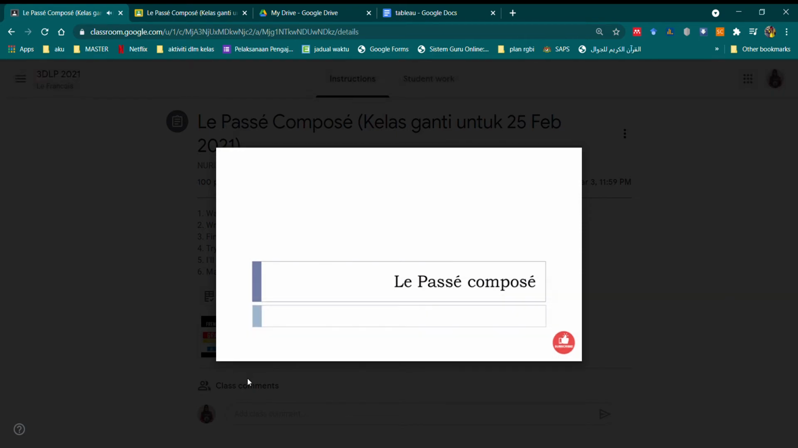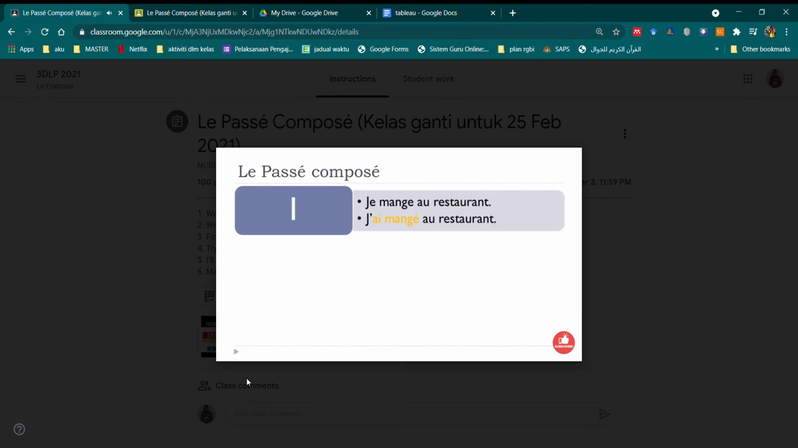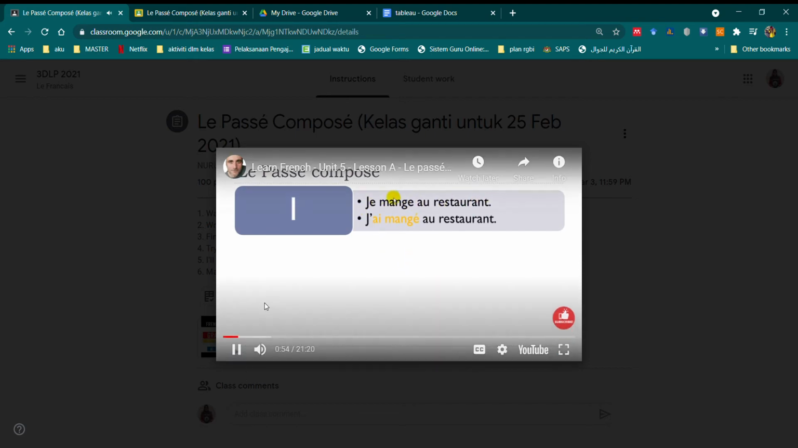So now in this lesson we'll focus on le passé composé. So we'll have now few examples here just to show you first how it goes. Okay, so in this first sentence, okay, so hak ni Madam nak awak dengar clearly how Vincent pronounce chaque mot, and you have to write down the way the word is pronounced. You may use your pencil to do it, okay?